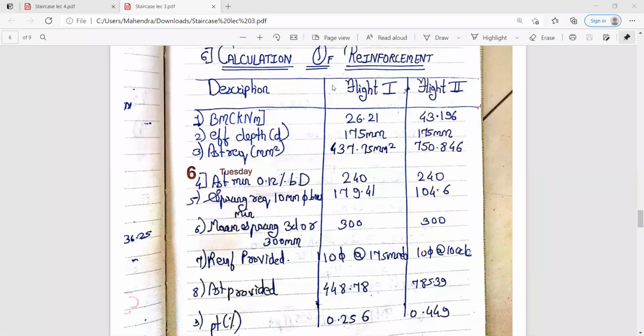So we were at the calculation of the reinforcement. First of all, we need to calculate the bending moment. As we had seen yesterday, we have to consider the maximum bending moment.